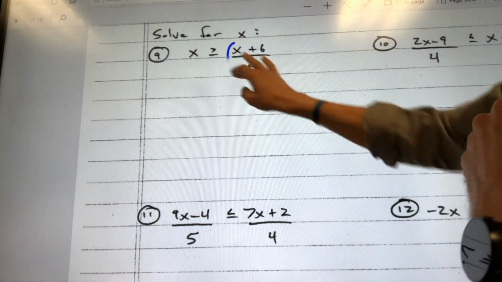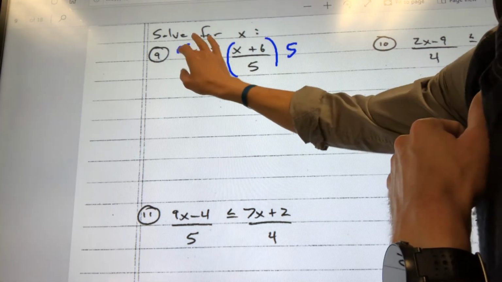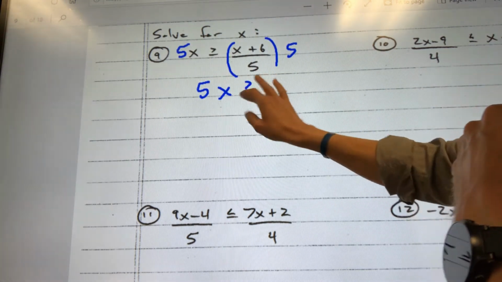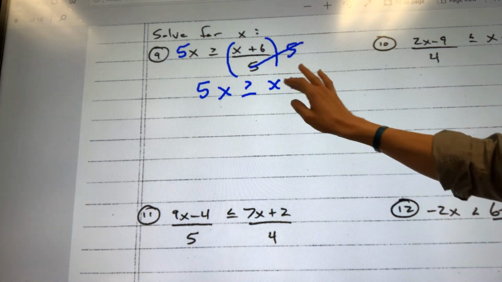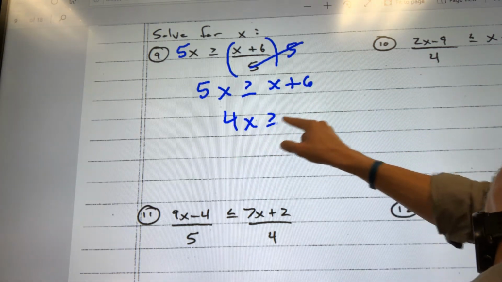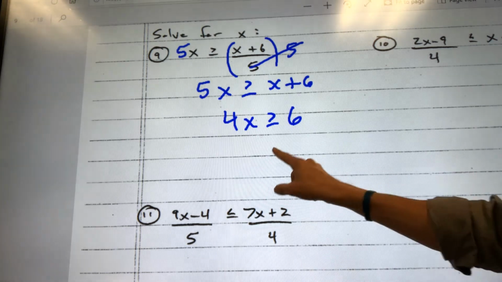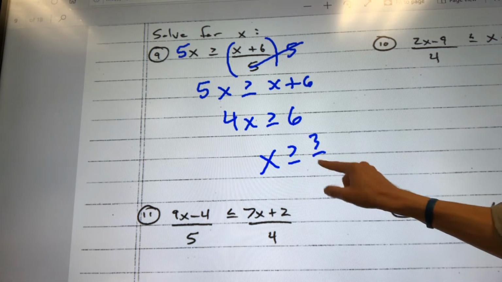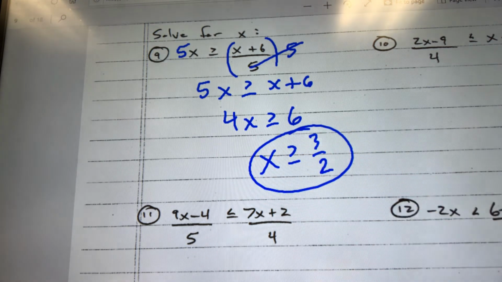I'm going to multiply both sides by 5. 5x greater than or equal to x plus 6. Subtract x from both sides. Now it's 4x greater than or equal to 6. Divide both sides by 4. Well, 6 over 4 is 3 over 2. All right. That's pretty much how you do number 12 there.